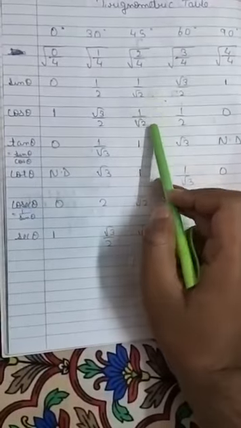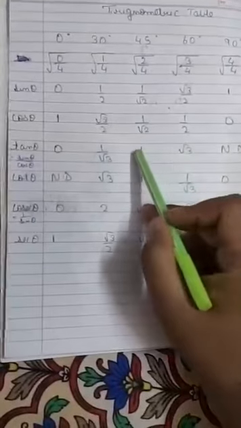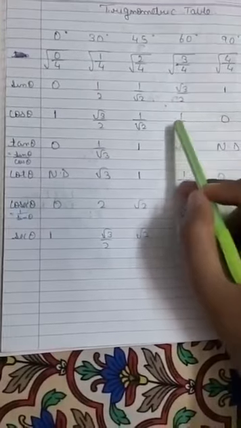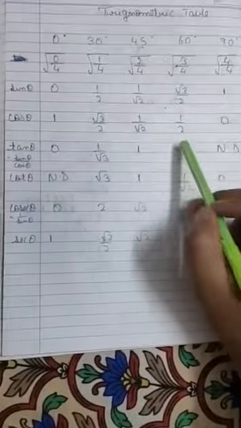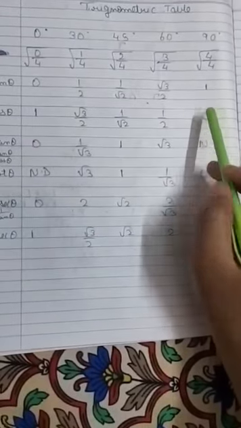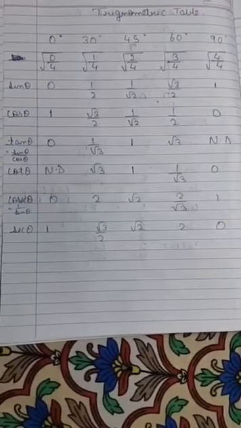1 upon root 2 divided by 1 upon root 2. Same number divided by the same number. Answer is 1. Root 3 upon 2 whole divided by 1 upon 2. The 2 and 2, the denominators get cancelled. Answer is root 3. And the fourth one is not defined because 1 cannot be divided by 0, or any whole number cannot be divided by 0 in any condition.